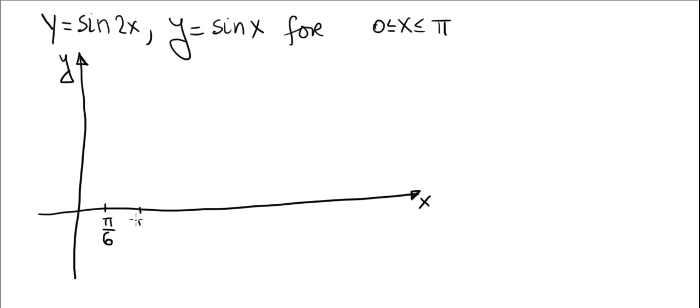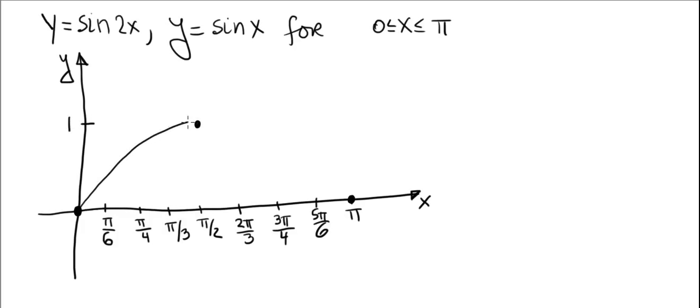Pi over 6, pi over 4, pi over 3, pi over 2, 2 pi over 3, 3 pi over 4, 5 pi over 6, and pi. So the sine function is 0 when x is 0. It also is 0 when x equals pi. At pi over 2, the sine function reaches its peak, or 1. So this is the graph of the sine of x function over this interval.